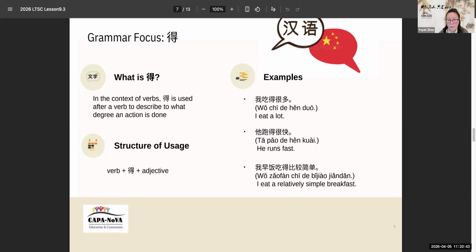Yeah, so everyone, if you have any questions, please feel free, raise your hand or post your questions. Again, this is the grammar focus for today.